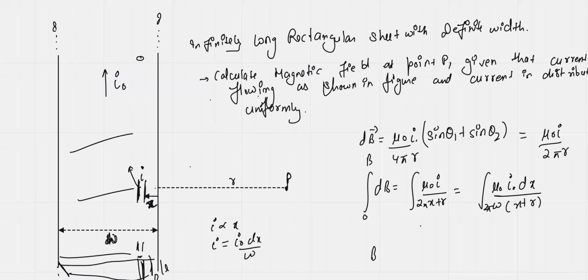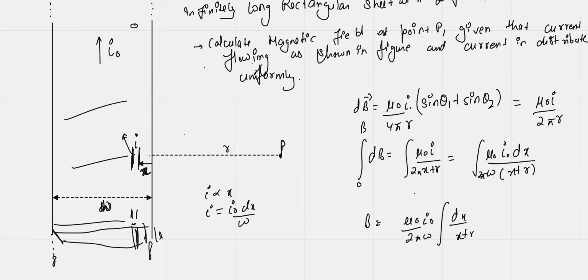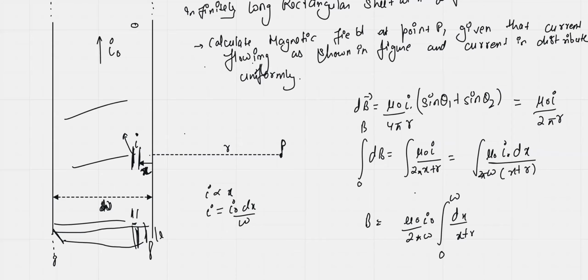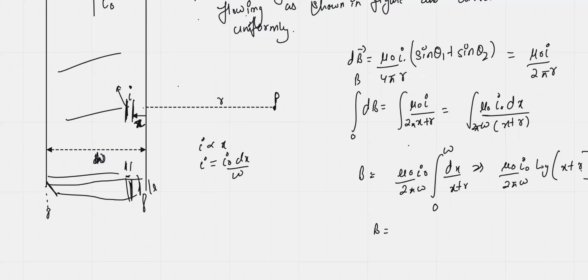So this becomes B equals μ₀ by 2πw, I naught as well, integrating dx by x plus r. From where to where am I going? I'm taking the x value from 0 to w itself, right? So we have μ₀ I naught by 2πw as it is, times log of x plus r, where x is a variable and r is a constant. So this becomes 0 to w. So yes, you just have to keep the formula.